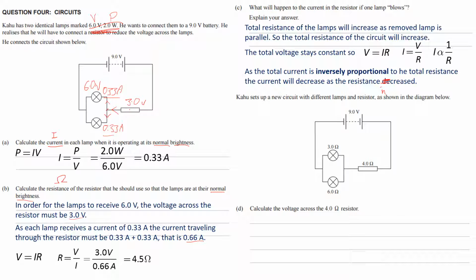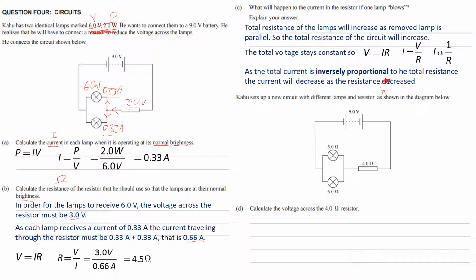And to know the current going through 4, I need to know the current that is coming out of this cell, this battery, sorry. The current coming out of that battery, because it's in series with 4, will be equal to the current going through 4. So if I find the total current of my circuit, I can find the current going through here. To find the total current of my circuit, I first have to find the total resistance. So, first step, find the total resistance.